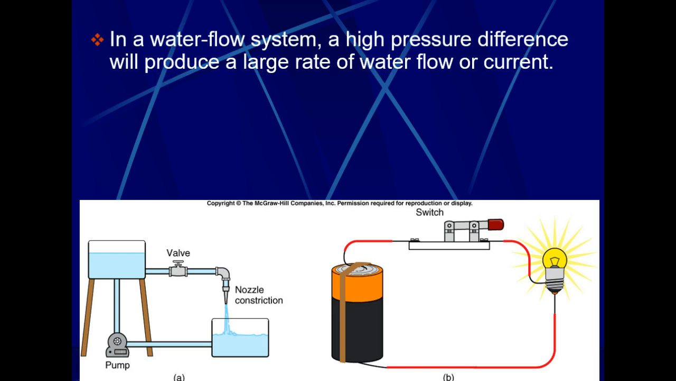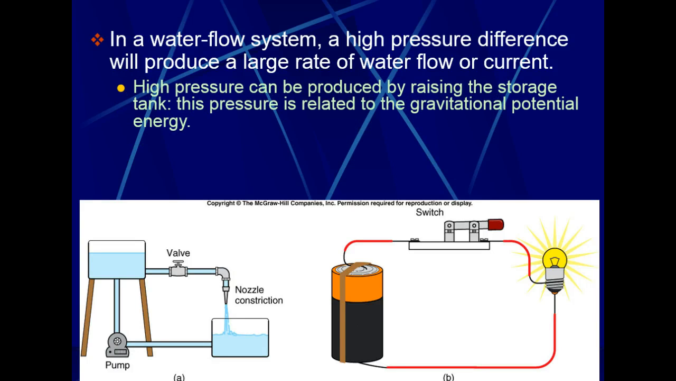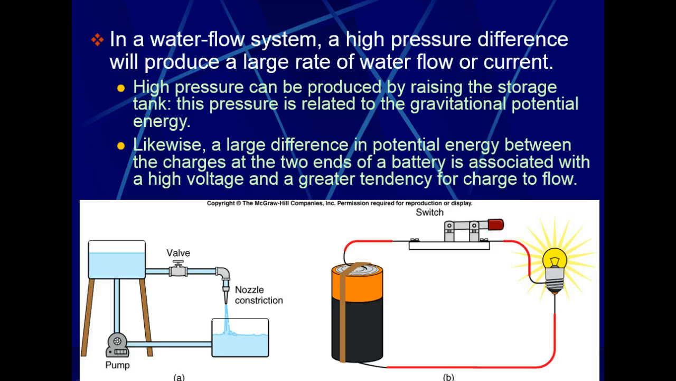So in a water flow system, the high pressure difference gives a larger rate of water flow. So we could increase that by raising the high tank to give it a larger potential energy. Similarly, if we have a large difference in the potential energy between the charges at the two ends of the battery, we get a higher voltage and a greater tendency for the charge to actually flow, so a greater tendency for current.